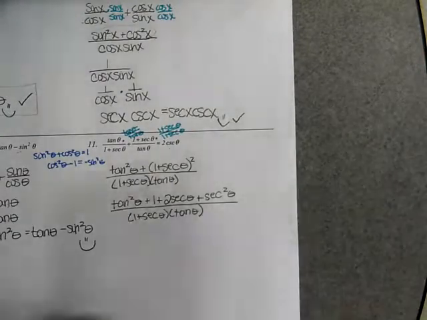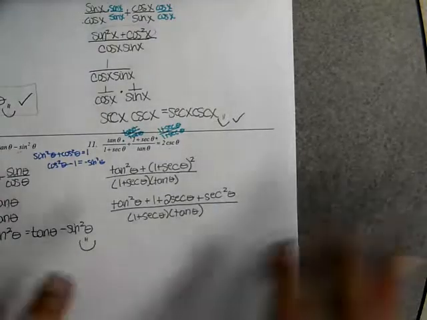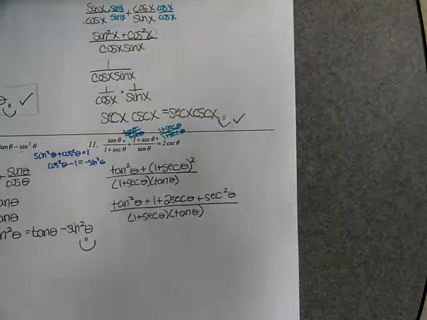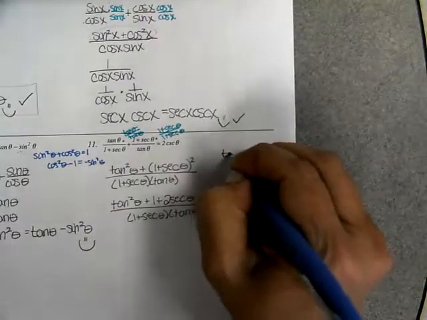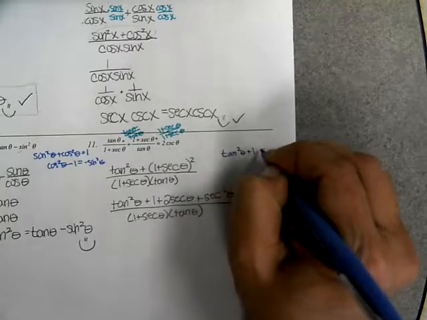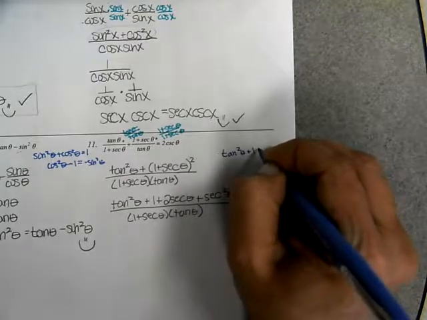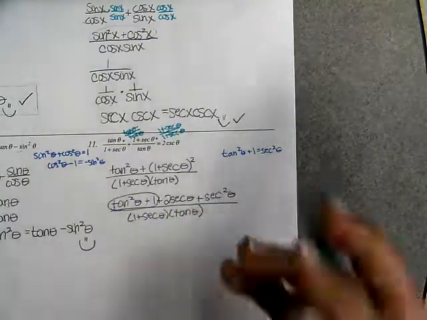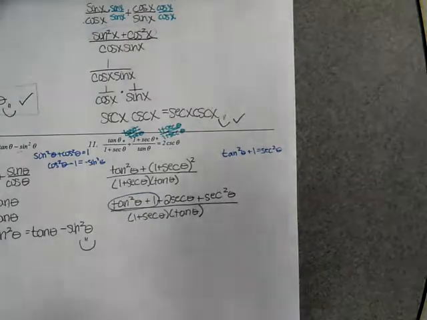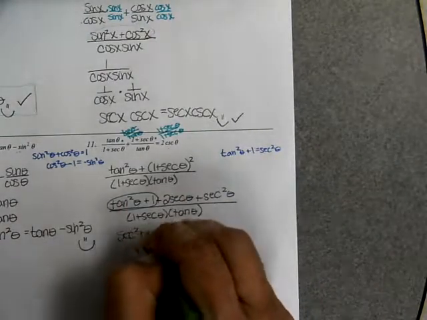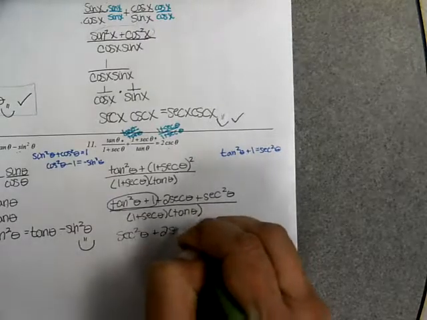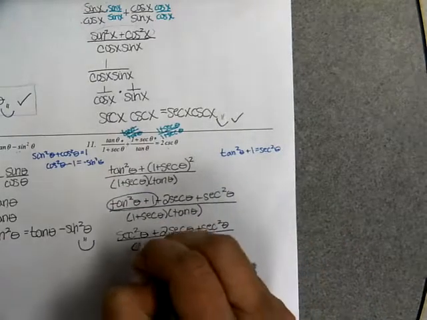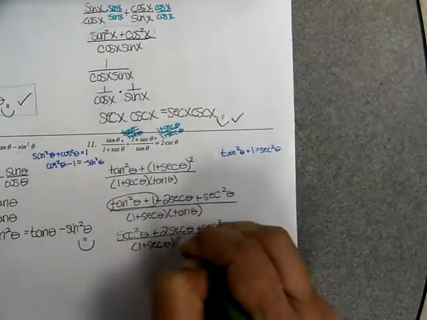So one other thing is that I see a lot of secant thetas, and this tangent theta seems to be the one at this moment that doesn't really fit. But remember that there is that Pythagorean identity that tangent squared theta plus 1 equals secant squared theta. So isn't this really a secant squared theta? So this is really secant squared theta plus 2 secant theta plus secant squared theta over that common denominator that we had.